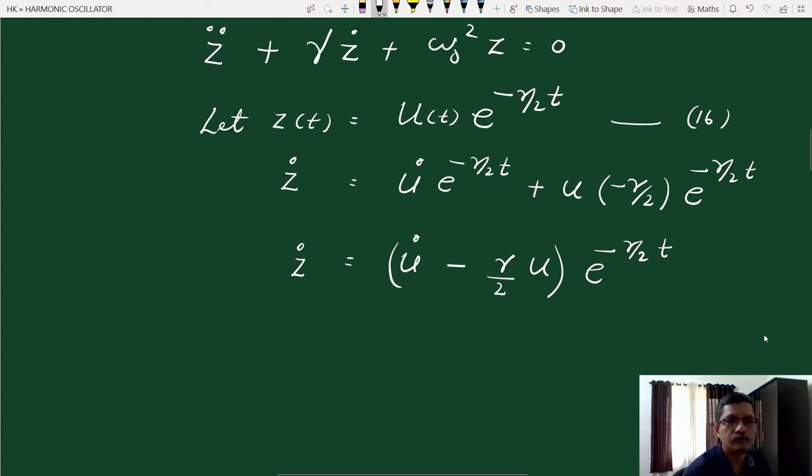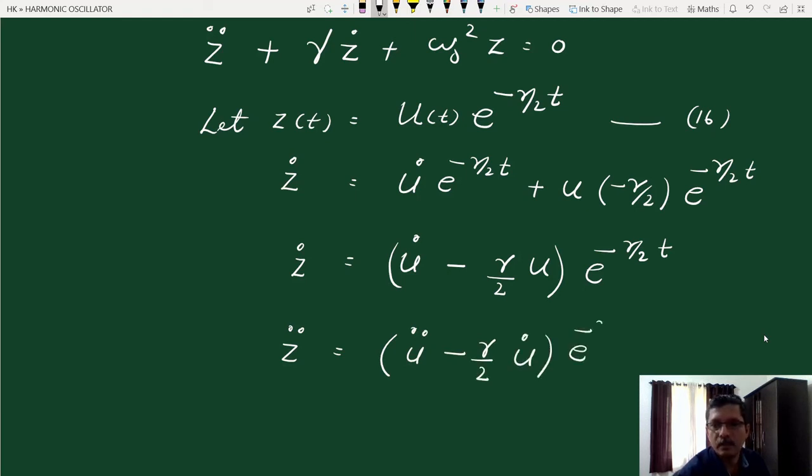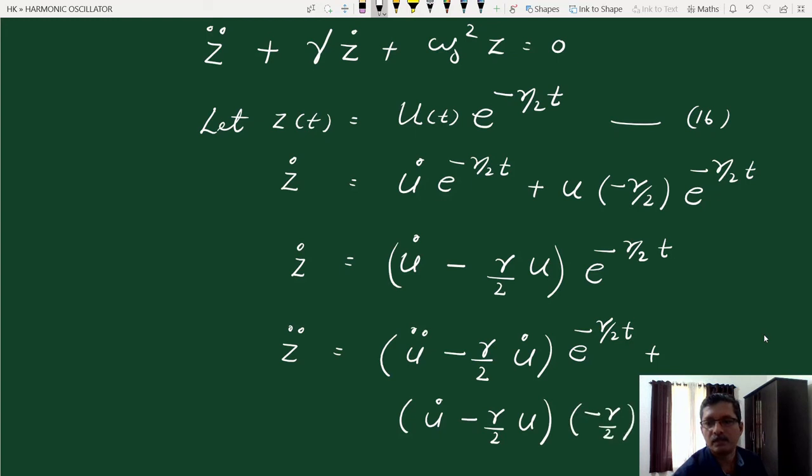Now we need also z double dot. So z double dot is the derivative of the first function. Let's take the entire term in the bracket as the first function. So u double dot minus gamma by 2, which is a constant, into u dot is the derivative of the first function, into the second function, plus the first function, u dot minus gamma by 2 into u, into the derivative of the second function, minus gamma by 2 e raised to minus gamma by 2 into t.